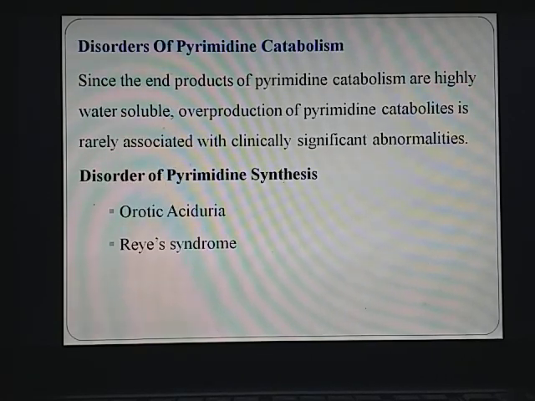So, disorders of pyrimidine catabolism. Since the end products of pyrimidine catabolism are highly water soluble, overproduction of pyrimidine catabolites is rarely associated with clinically significant abnormalities. The disorders of pyrimidine synthesis are orotic aciduria and Reye's syndrome.